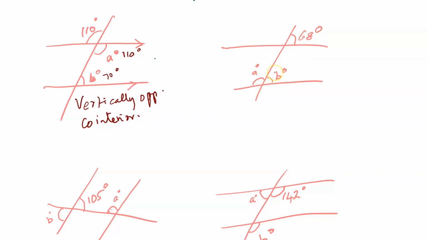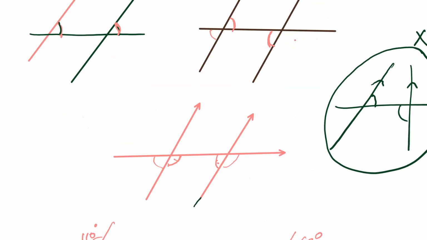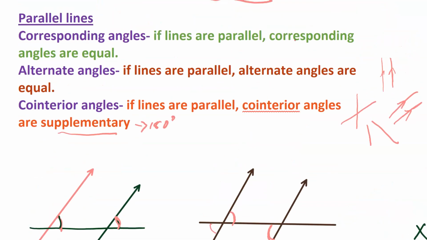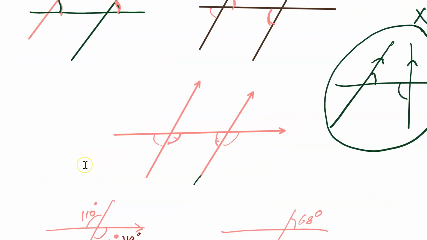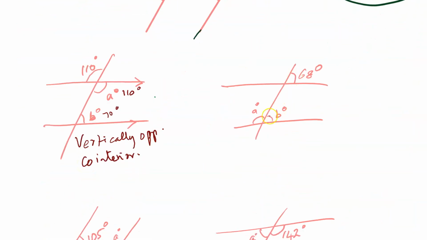So we know that corresponding angles are equal in parallel lines. So which one is corresponding? Let's go back and look at which is corresponding. Corresponding is the first one, this one. One on the back of one line, and on the back of the other line, this is the same. So these are going to be the same.